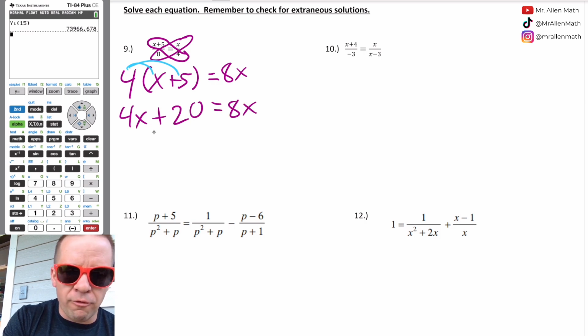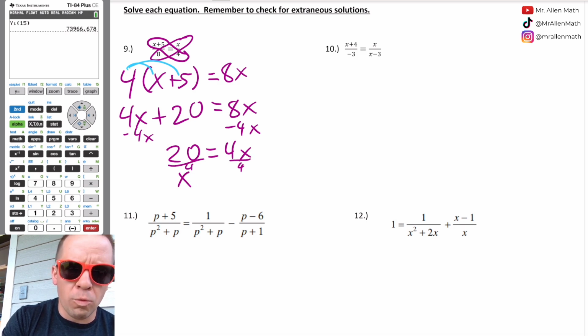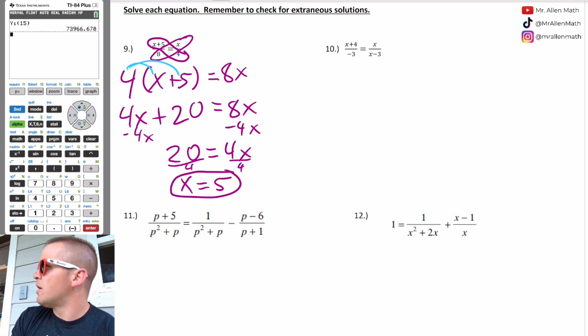I'm going to subtract 4x on both sides, right? Keep x positive that way. And I got 20 equals 4x. So we're going to get x equals, after I divide by 4, I'll show my work, right? Rihanna loves to show her work. Okay. So then I'm going to have x equals 5. Beautiful. There is my solution.